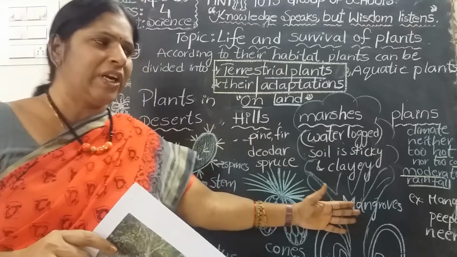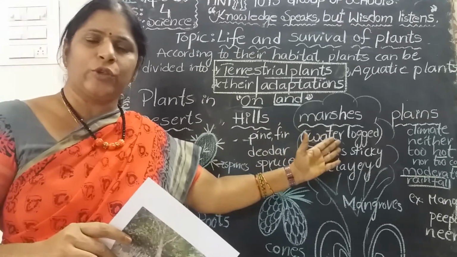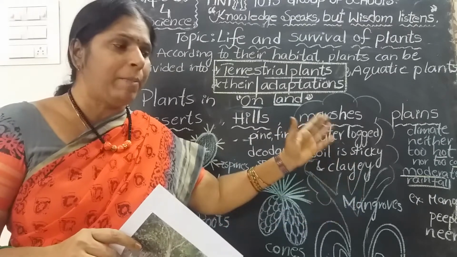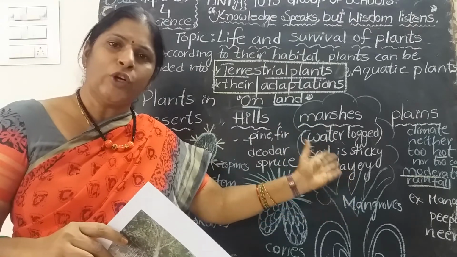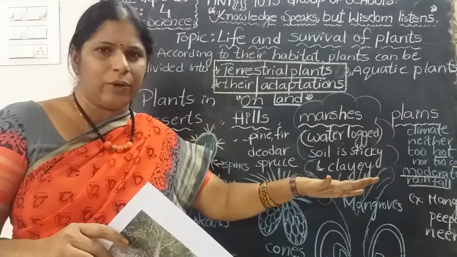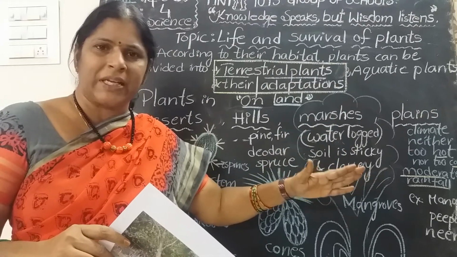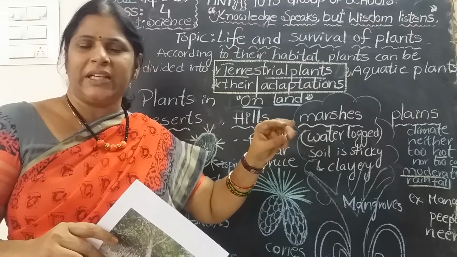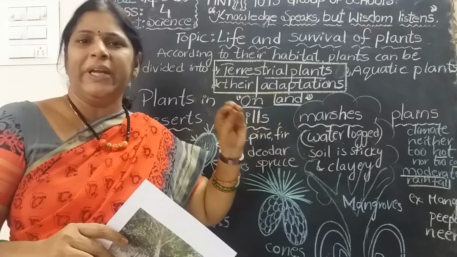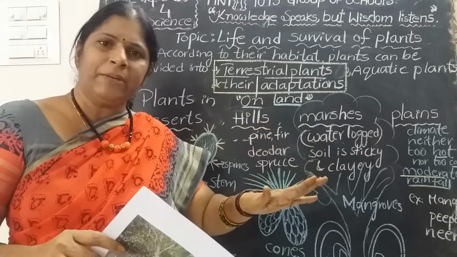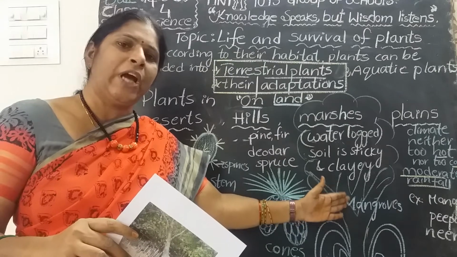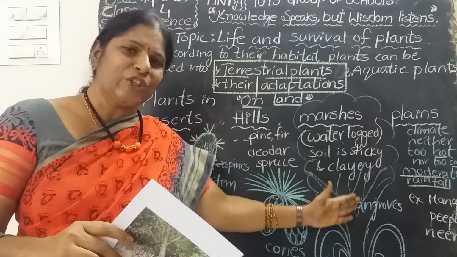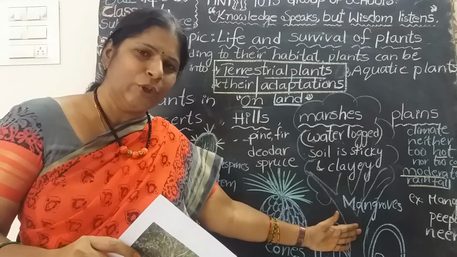Don't get confused, children. The remaining plants' roots grow under the soil, but mangrove tree roots grow out of the soil, for breathing purpose. If the soil is very sticky and clayey, the roots cannot breathe. That's why for breathing purpose, roots grow out of the soil. Such roots are called breathing roots.